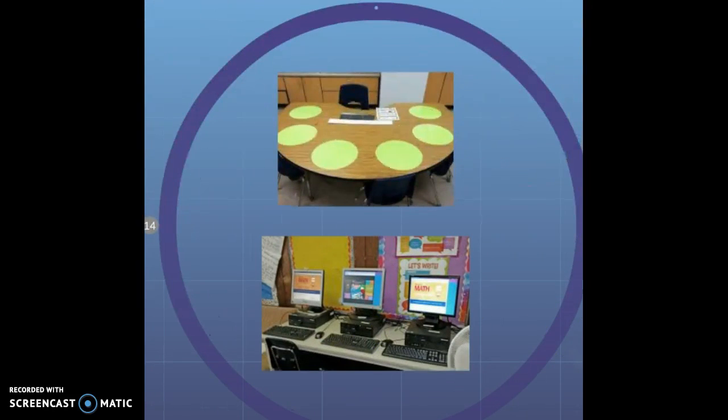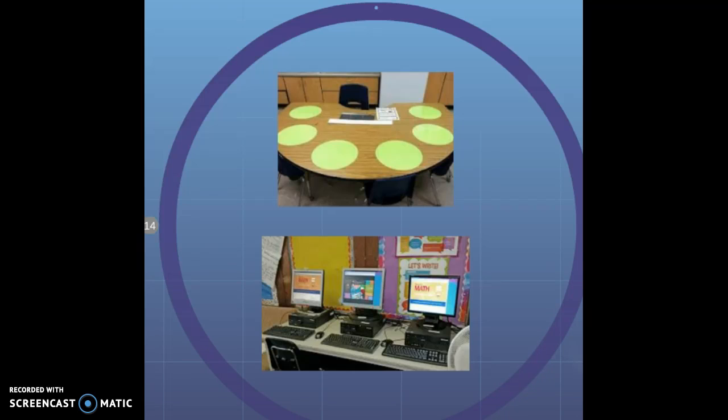I also want to include a small group table. I would like two of these if I had a room big enough to support it. I think it's good for students to have a place in the room to go and work on things when they want to do it in a group. I think it's good to have a designated area for them that allows them to work on that.